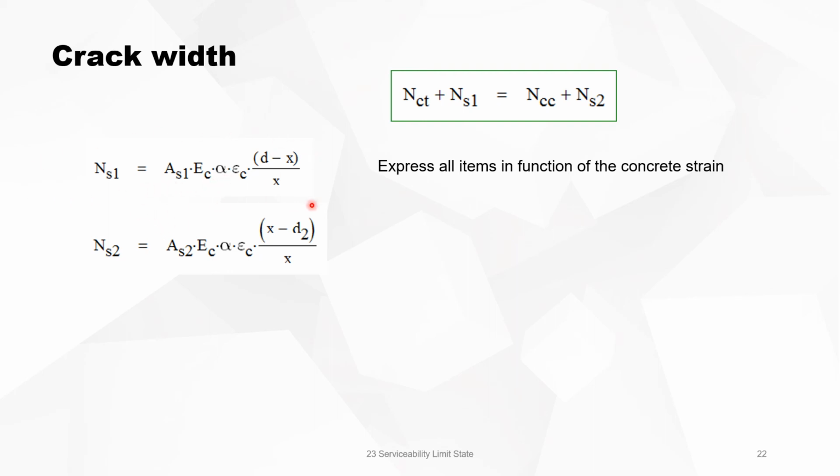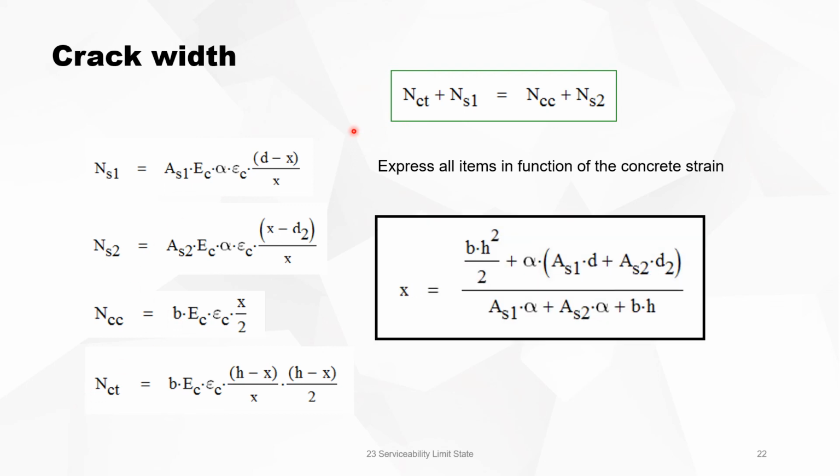So we do the same for N_s2. And then the total compressive force in the concrete is just the triangle multiplied by sigma_c, and it's the same for the tensile force in the concrete. Now, if we take this equation, use all those expressions and solve it for x, then you will see that the depth of the neutral axis of the non-cracked section is given by this formula.